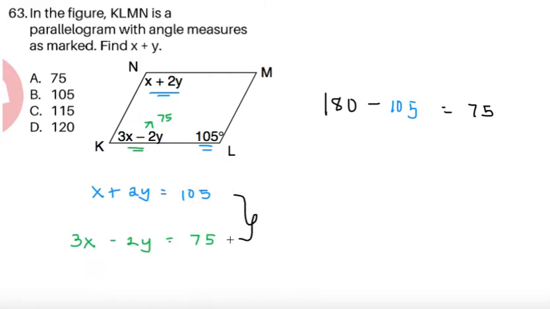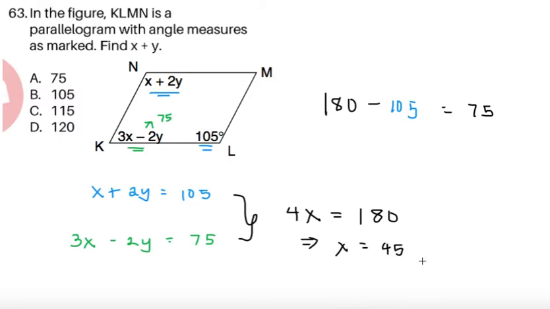Now, all we have to do is perform a system of linear equations. If I add the two equations, x plus 2y plus 3x minus 2y, note how the 2y's will cancel. Essentially, I'm just adding x and 3x, which gives me 4x, which will equal 105 plus 75. That's going to equal 180, because they are supplements of each other. Solving for x, we'll have x is equal to 45.